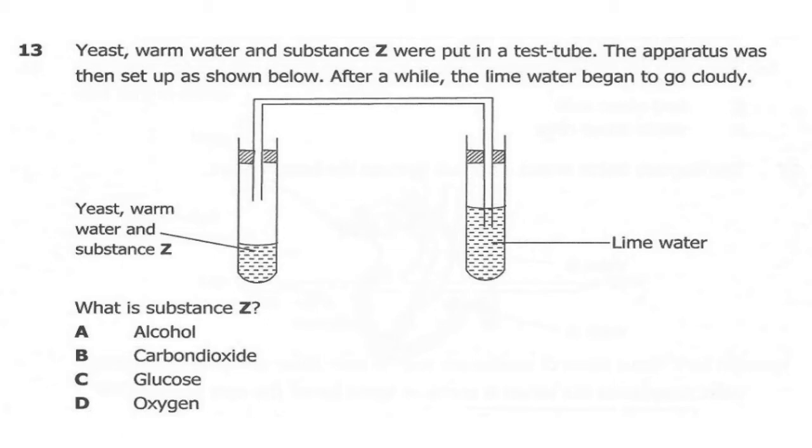The correct answer here is glucose. Substance Z was glucose, which the yeast cells were feeding on and carrying out the process of respiration. When yeast cells carry out respiration, they produce carbon dioxide, which makes the lime water go cloudy. So the correct answer here is C. Well done, chat. That is the correct answer. Let's move on to the next question.